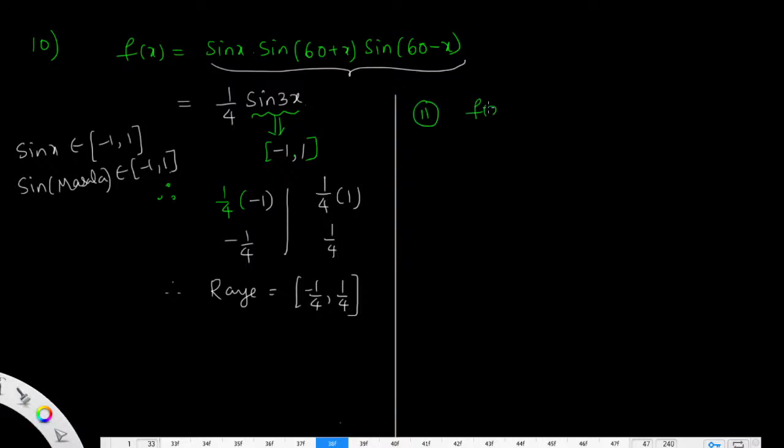F of x equal to 4 into cos of x square into cos of pi by 3 plus x square into cos of pi by 3 minus x square.